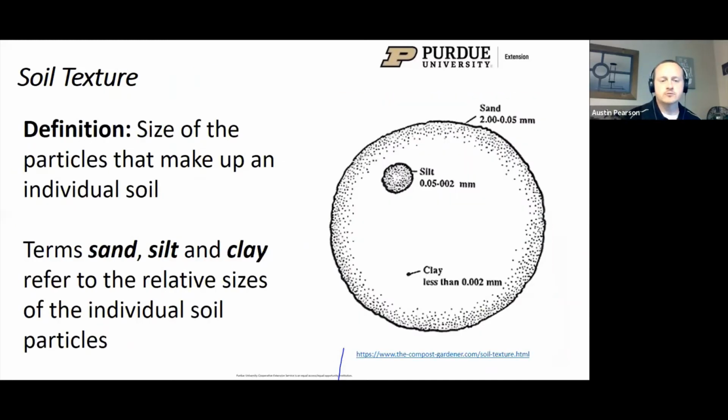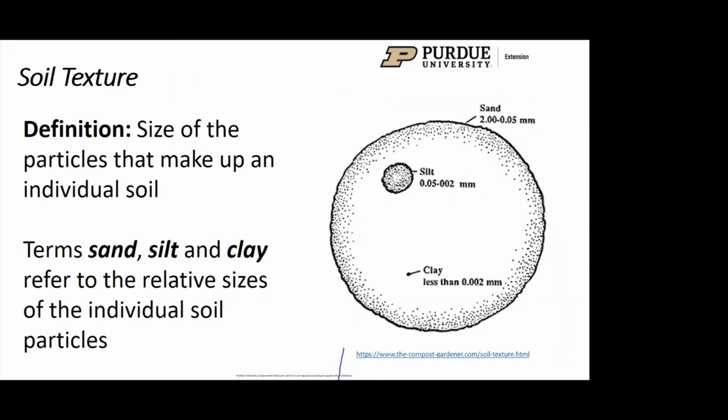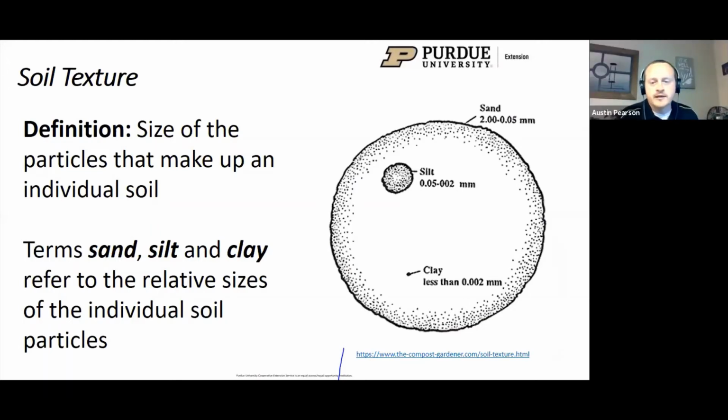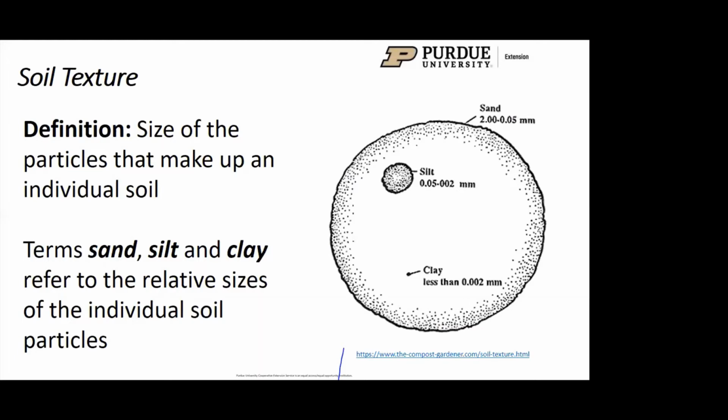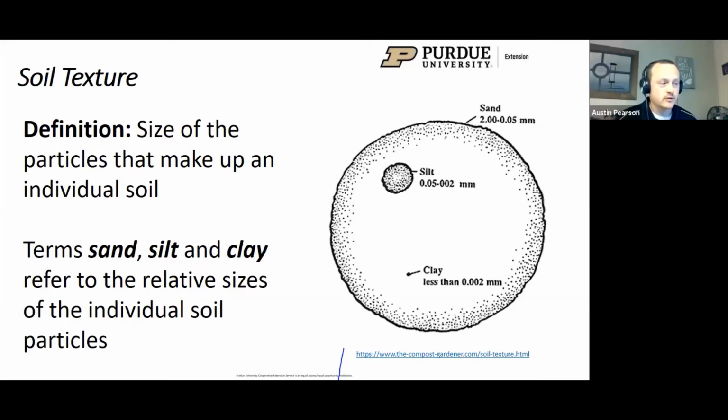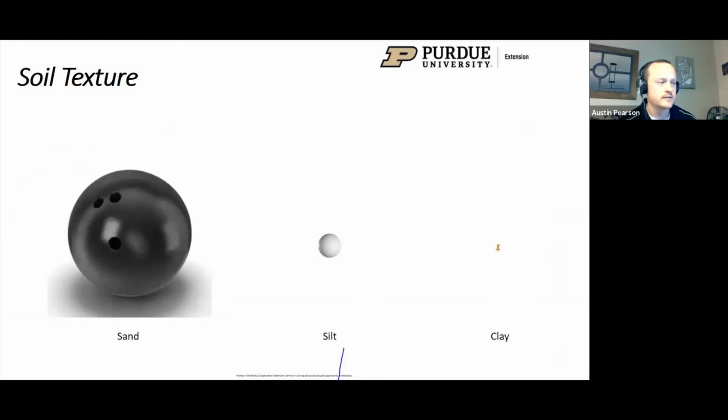So when we talk about soil texture, all we're really talking about is basically the size of the different particles that make up that individual soil. We like to use the term sand, silt, and clay, and you can see here on this slide, the sand is the largest particle, the middle-sized particle would be your silt, and then the clay would be your smallest. And let's go ahead and move to the size comparison.